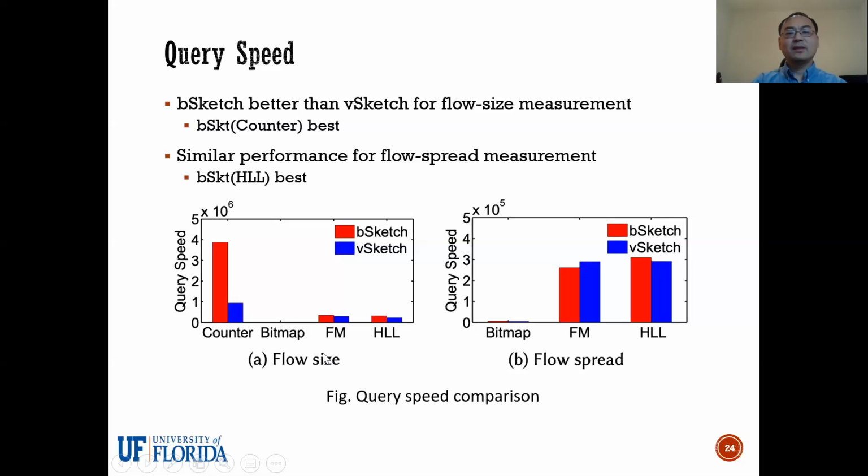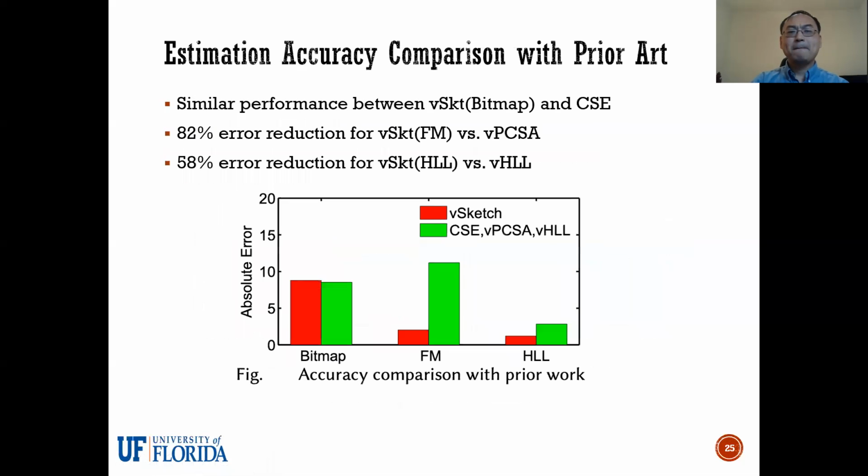Query speed. For flow size, the bSketch has a much higher query throughput than vSketch, because for vSketch, the computation overhead for offline estimation, based on the sketches that are recorded online, is higher. And next, we compare estimation accuracy with prior art. We compare vSketch with the prior art CSE, VPCSA, vHyperlog. We can see that they achieve similar accuracy for bitmap, but using other estimators, the proposed algorithm vSketch achieves a lot smaller error than the prior art.